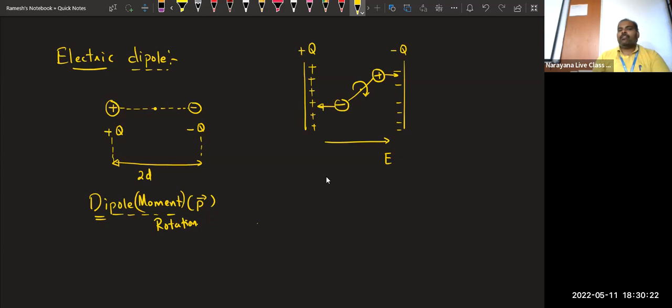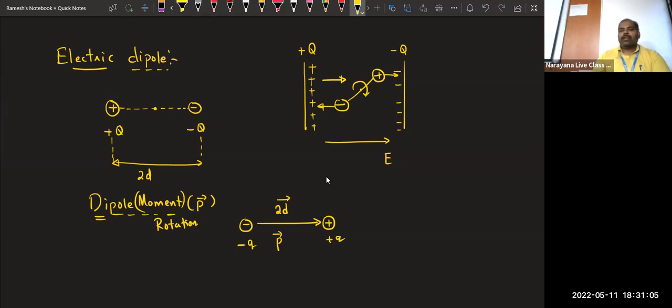Every dipole is represented with the symbol arrow mark. That's all. Arrow mark means the tail is representing negative charge, head is representing positive charge. Always the direction of the arrow representing the direction of the length vector and direction of the dipole moment vector. Electric field is acting from positive charge to negative charge, but dipole moment is acting from negative charge to positive charge here. What is total charge in the dipole? 0. Very good. Why? Because plus q and minus q. How much? Total charge will be 0 coulombs.